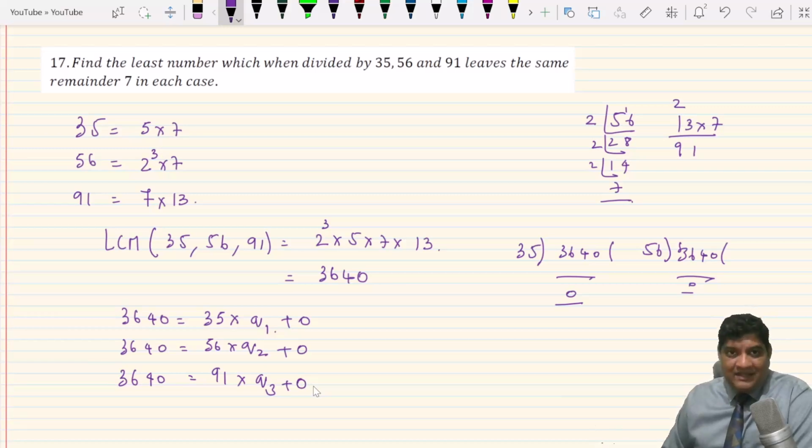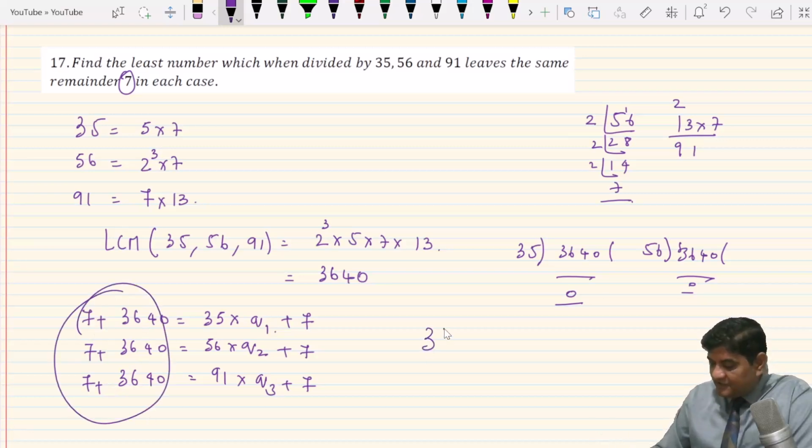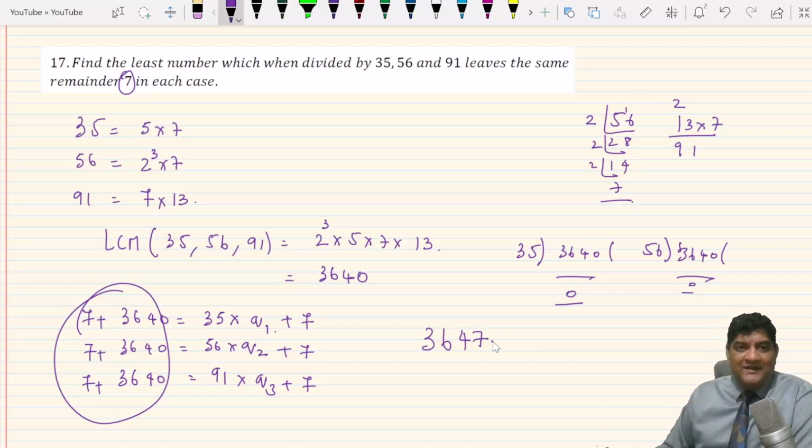What's the question saying? I need a remainder of 7. So I'm going to add a 7 in all the cases. How am I going to do that? Well, add a 7 here, add a 7 here. So what is the required number? The required number is 3647. That's the number which, when divided by 35, 56 and 91, will give you the same remainder, which is 7.